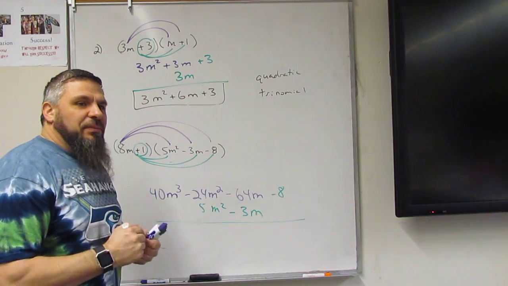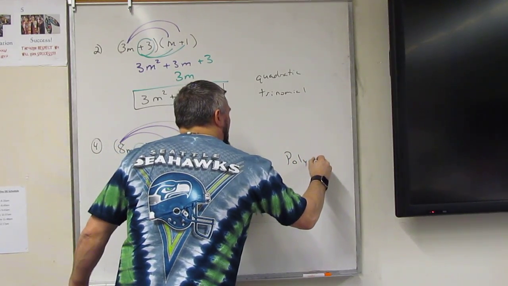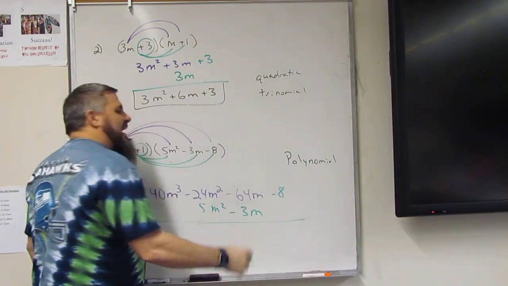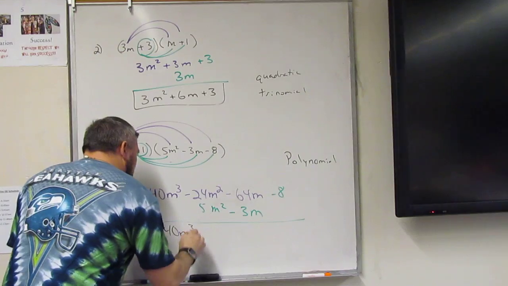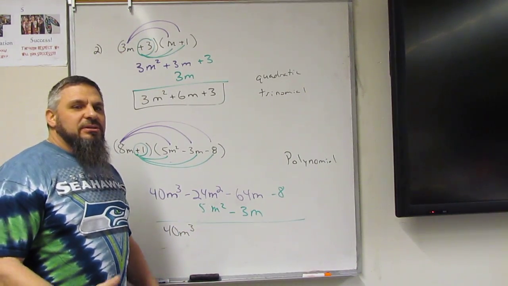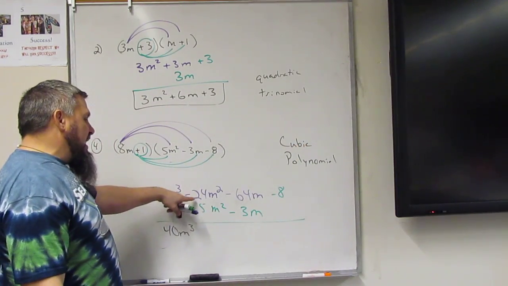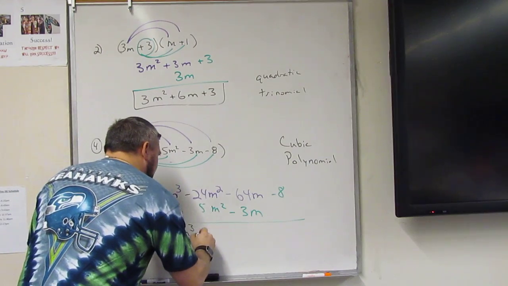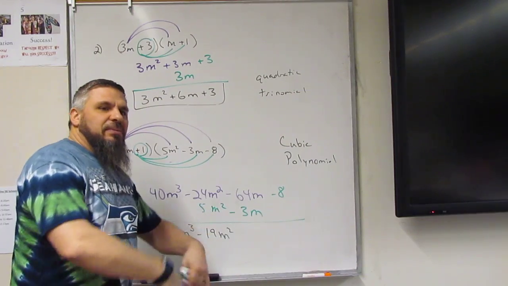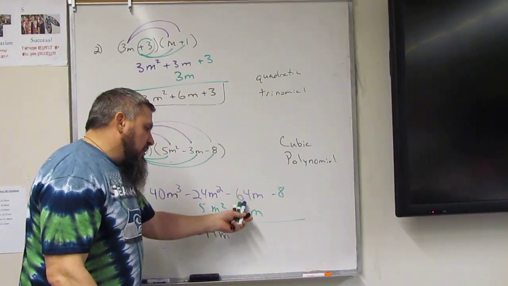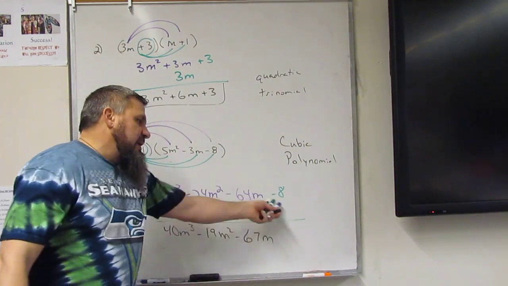So we're ending up with a polynomial because it's more than 3, right? So we know this is going to be a polynomial. But what type? Well, I've got 40m cubed, and that's my highest degree, right? So this is a cubic. Okay? And then 5, these are differences, so I'm going to take the difference between those. So that's 19m squared. These are the same though, so they become more negative, right? So 67 minus 67m, and then I've got minus 8.